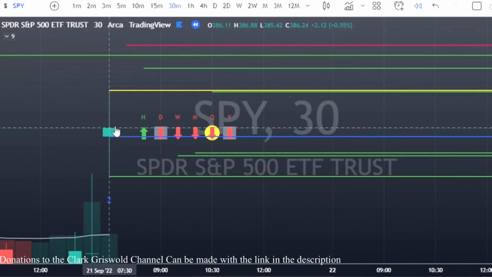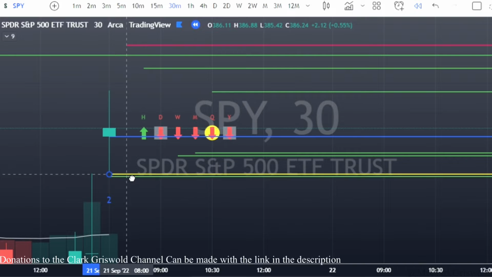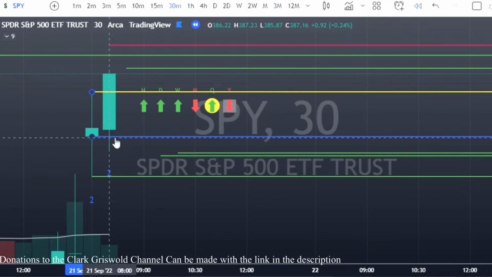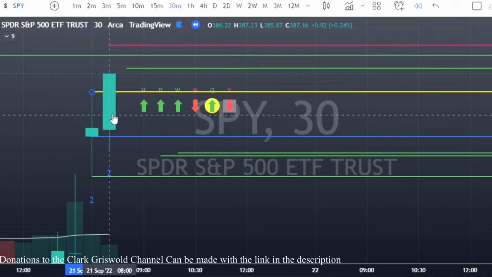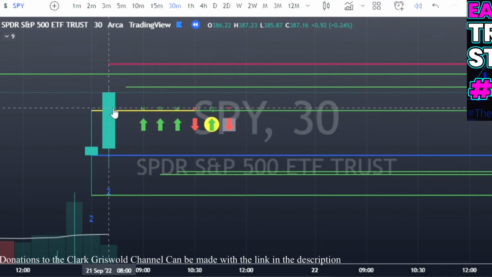Okay, so first 30-minute bar, we open here, we go down, we go up, and we close. So what I'm looking for, guys, is either a trigger, meaning we break the high of this candle or the low of this candle. So let's go to the next candle and see what happens. So we open here, we've come down, and we come back up, and we trigger. So we are in this trade, we've triggered it.